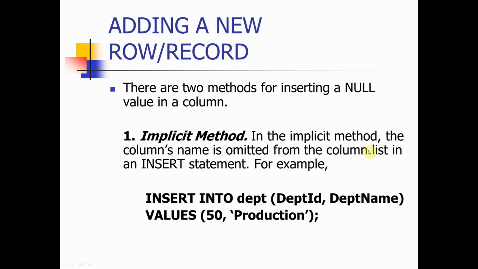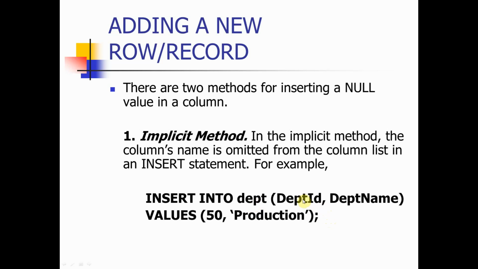In the implicit method, the column name is omitted from the column list in the insert statement. For example, department has four attributes. It has department ID, department name, manager, and manager start date. So what if I have a new department that has not decided who is going to be the manager yet? Take a look at this code.